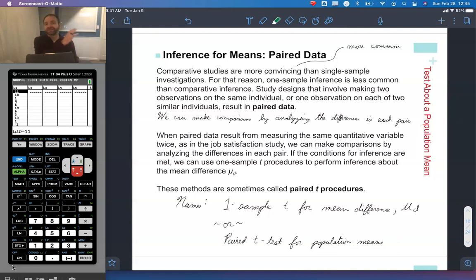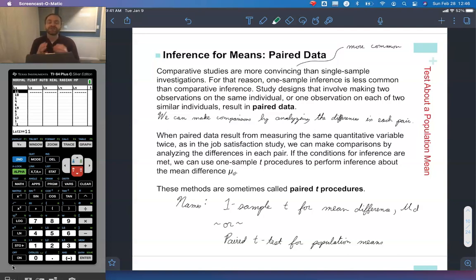So maybe star this header, because this is the new stuff we're looking at here, and this one deals with paired data. And so think about that paired data. It's more common to look at paired data because you're looking at comparative studies. How does something old relate to something new? Is there a difference between them? And so in this case, one-sample inference is less common for comparative inference. And so this is really dealing with comparing two things with each other. And that's what we call paired data.